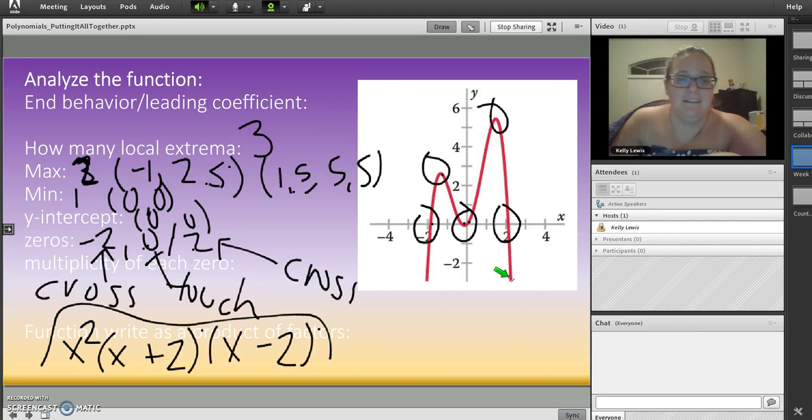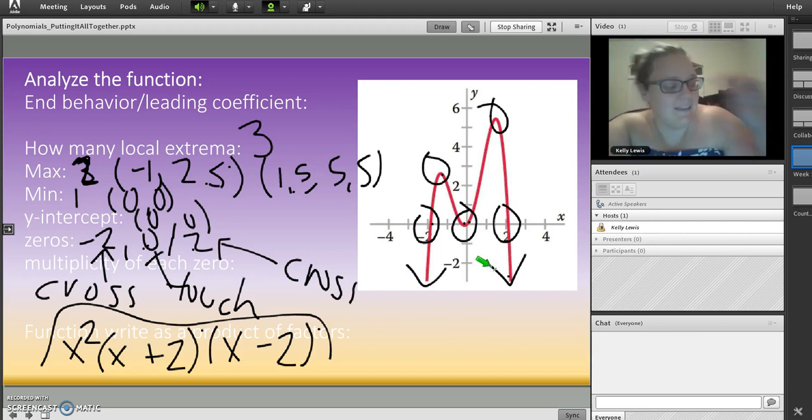One more thing. This goes down, down. And so if we look, down, down means the leading coefficient is negative, and that the degree is even. So that's 2 plus 1 plus 1, so it's 4. So we just needed a negative sign.